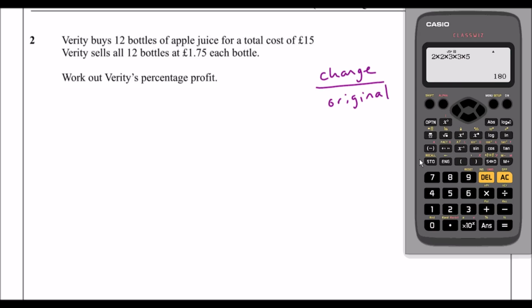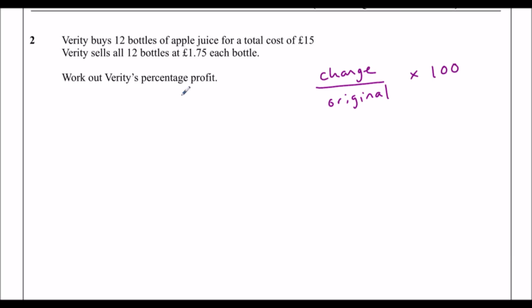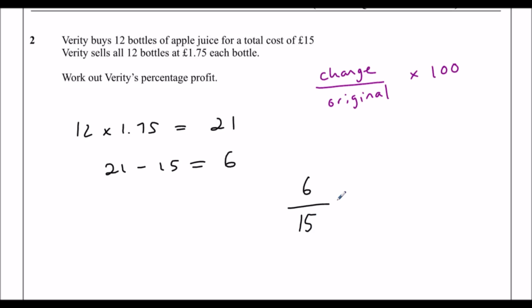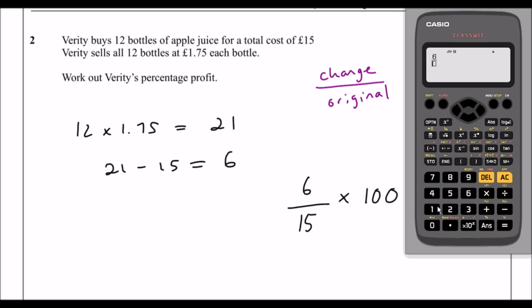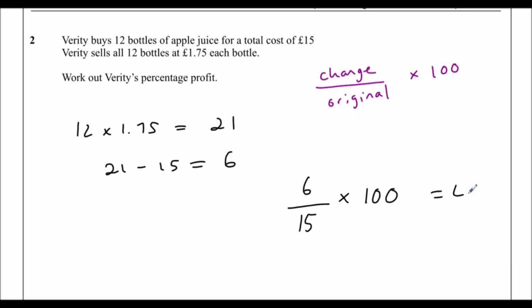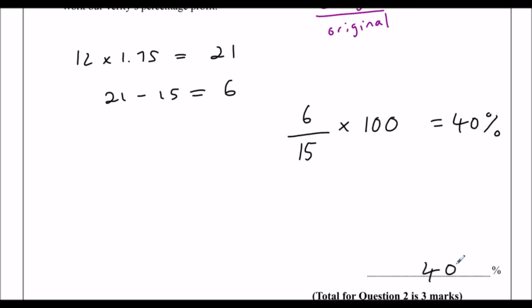So how much is it changed by? What's the profit? 12 times £1.75. She sells them for £21. She bought them for £15. So that's a £6 profit. So the change is £6. The original cost was £15. And to make it a percentage, times by 100. So 6/15 times 100 is 40. So it's 40%. The percentage profit is 40%.